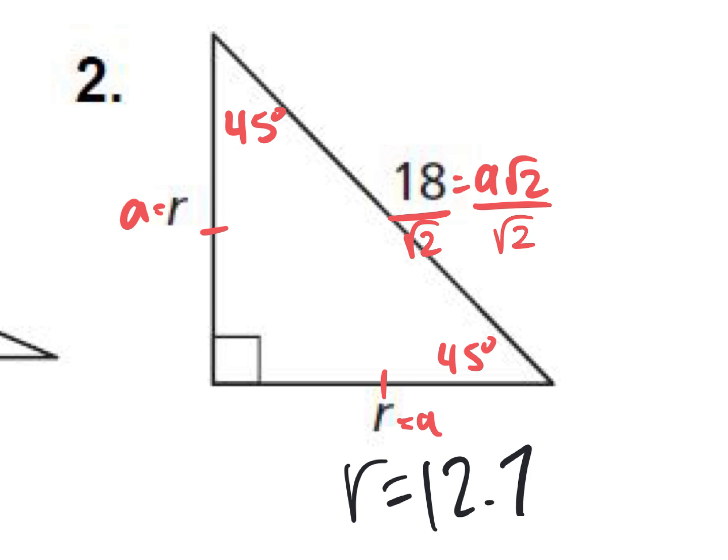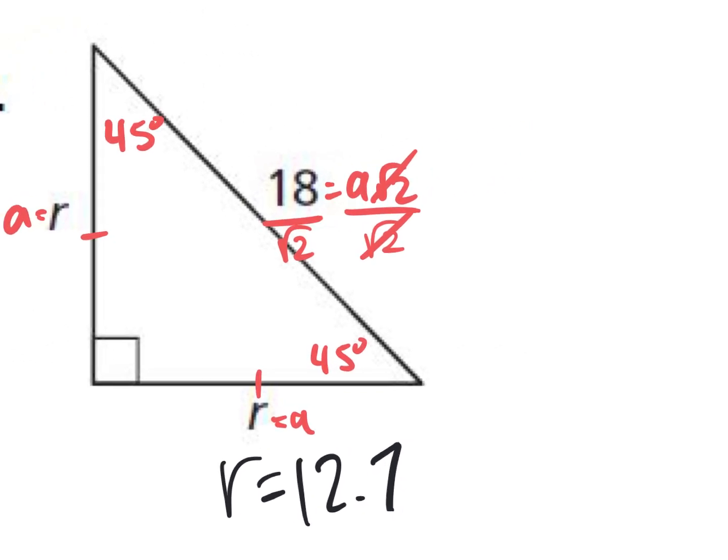Good job, Dougie. Okay? Because now these square roots of 2 will cancel. Because it was A times the square root of 2. We undo multiplication with division. So now we have A equals 18 divided by the square root of 2. And if you plug that into your calculator, let's see what we get. 18 divided by the square root of 2. I got 12.7.